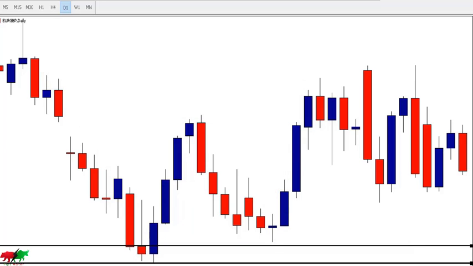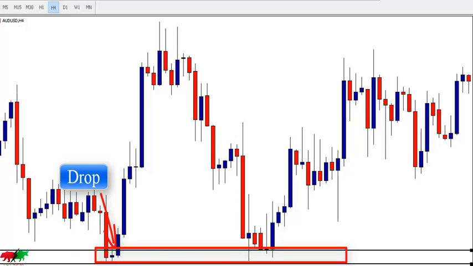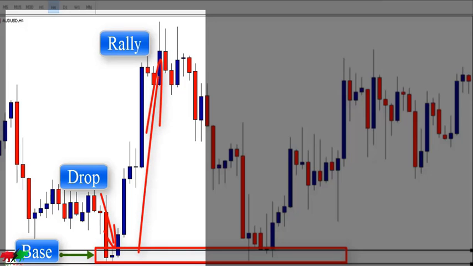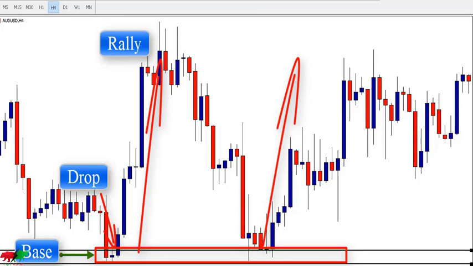Look at another example. This is another example of a drop, base, rally. Look at this move. This is a very strong move that indicates that a bank or a financial institution placed an order here. So when the market approaches this demand zone, we will see another strong move up. And as you can see, that's what happened. When prices reached the demand zone, the market moved up strongly.